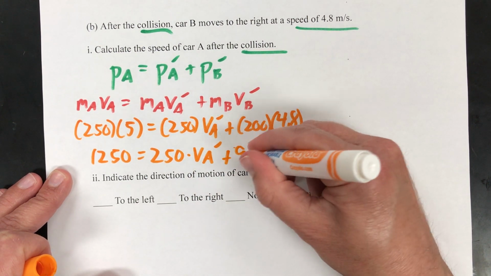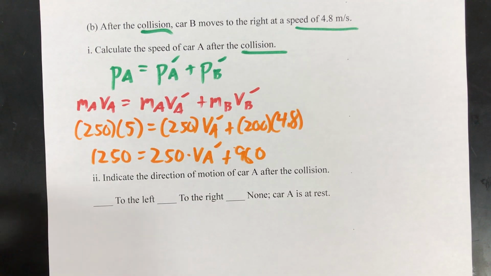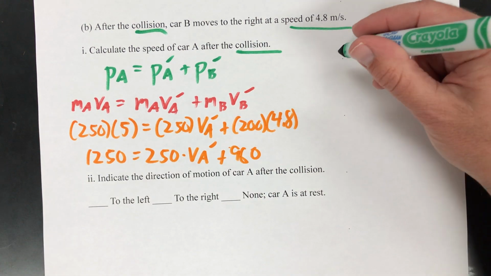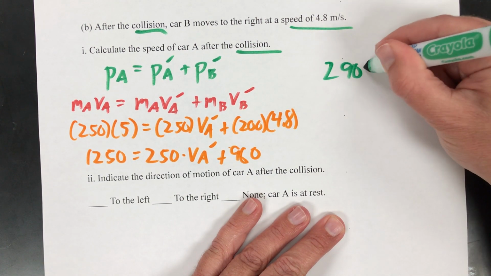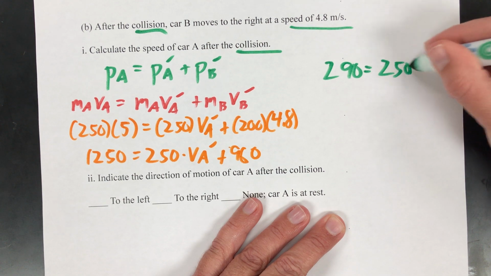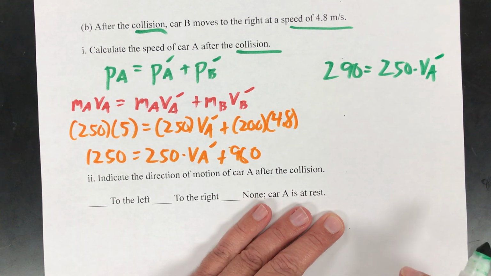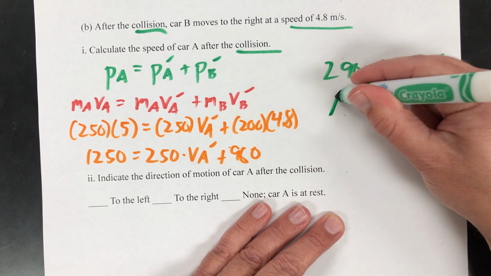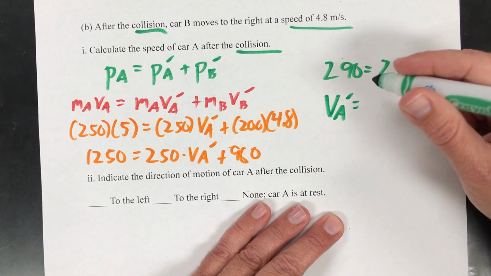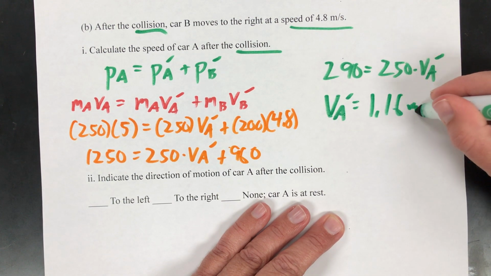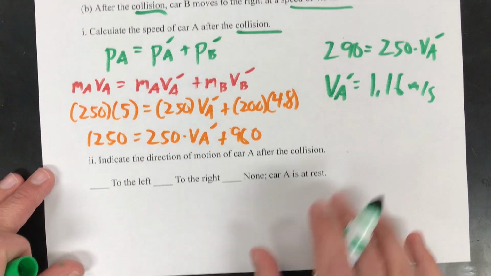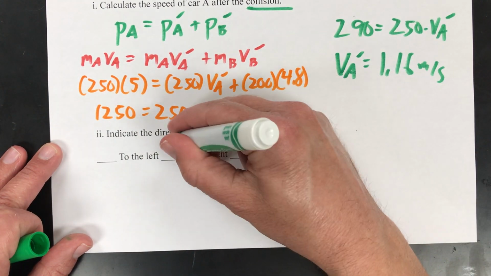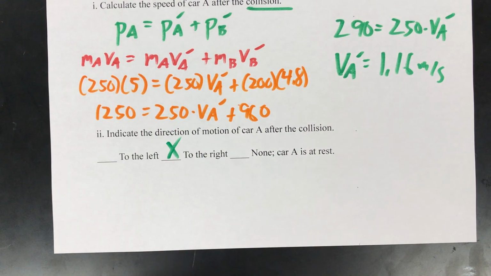which is 960. Now we subtract 960 from 1250, and we get 290 equals 250 times the velocity of A afterwards. Divide each side by 250, and VA equals 1.16 meters per second. Which way is it going? Well, this is a positive number, and we've been using positive to the right, so this is also going to the right.